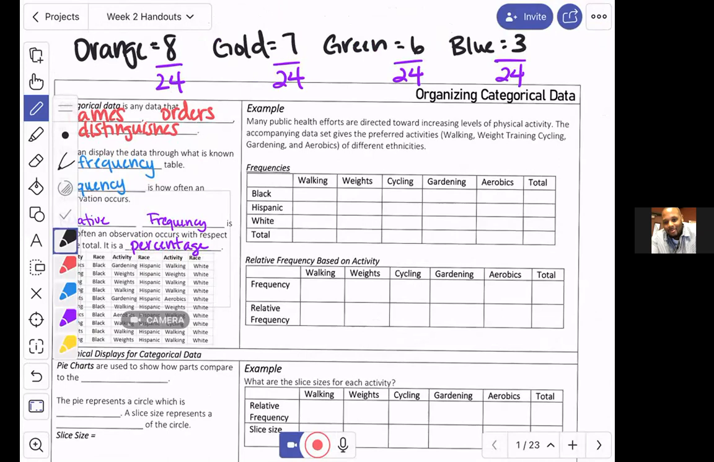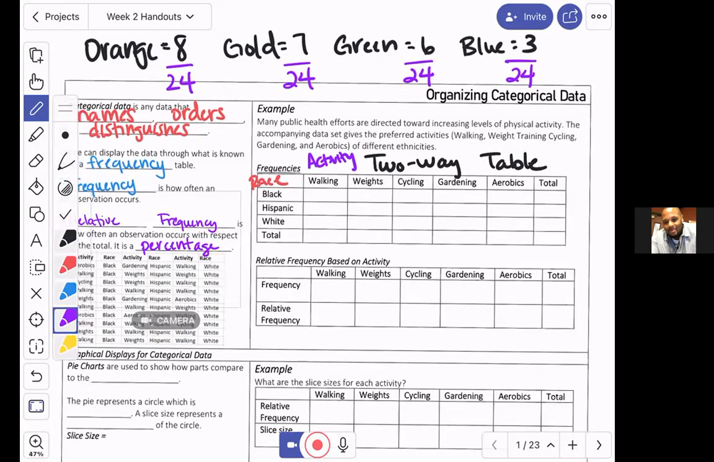So this thing that I'm creating right here is called a two-way table. All right, and it's used to show two different variables. In this case, here's one of my variables, which is race, and the other one is activity. So I'm showing two variables at the same time on a table, all right?